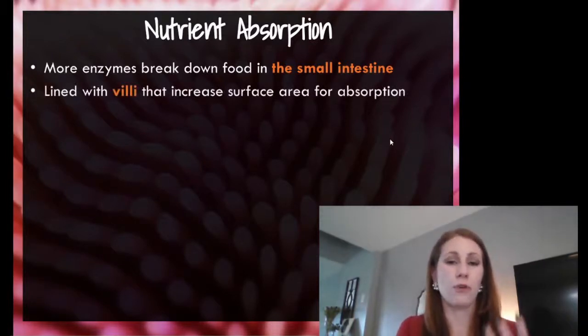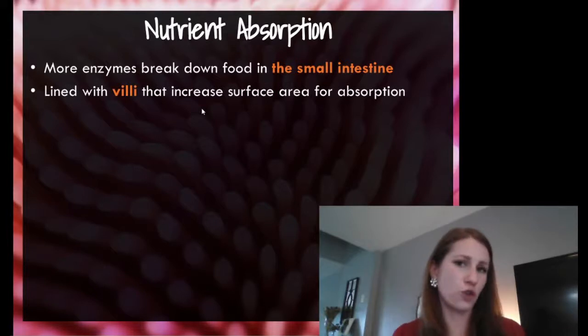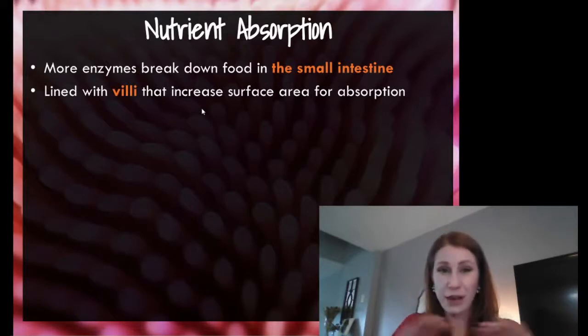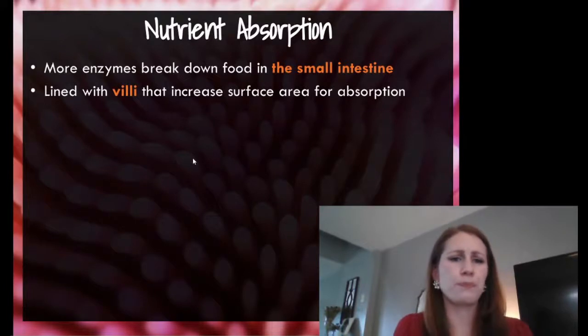So there are projections called villi, which you can see kind of in the background of this slide. They're these little, almost like fingery little projections, and their job is to increase the surface area to allow us to absorb more nutrients. The more surface area you have, or kind of just space, the more you can absorb into your bloodstream, and the easier it is for you to get energy from your food.